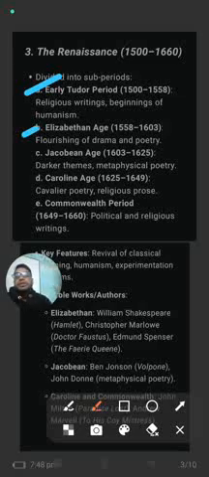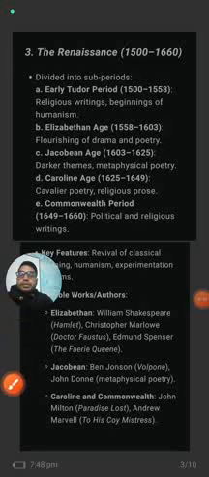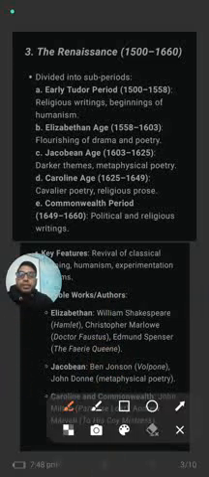Next we see the Jacobean age. The Jacobean age starts in 1603, after the Elizabethan age ended, and runs from 1603 to 1625. This period is known as the Jacobean age. It is famous for James the First.